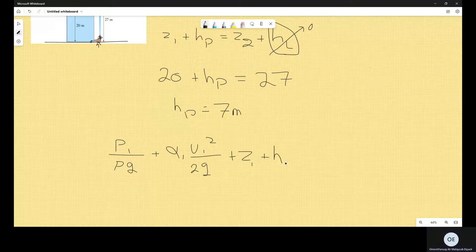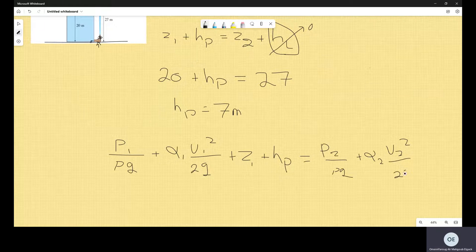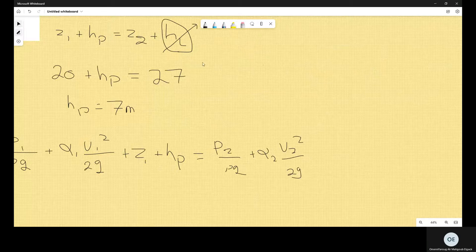It is the same whether you apply it between the first two points in the first equation or here between the inlet of the pump and the outlet of the pump. Okay. The head of the pump will not change. Is equal to P2 by rho g plus alpha 2 V2 squared by 2g plus Z2. Okay, and we don't have irreversible losses, and we also don't have a turbine.